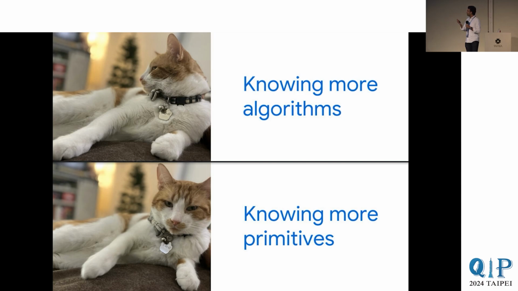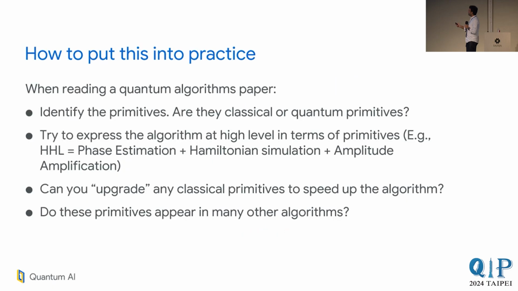But how to put this into practice? When you're reading a new quantum algorithms paper, try to identify the primitives. That would be my one takeaway message. Don't just say, oh, I read four quantum algorithms papers this week. Don't count the number of quantum algorithms you understand. Understand the primitives.